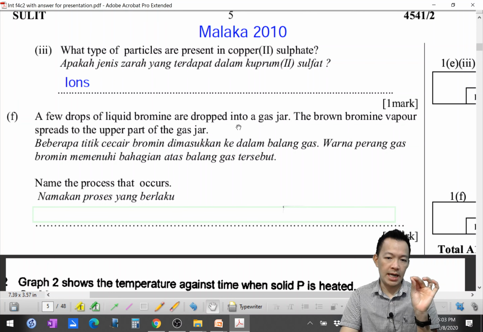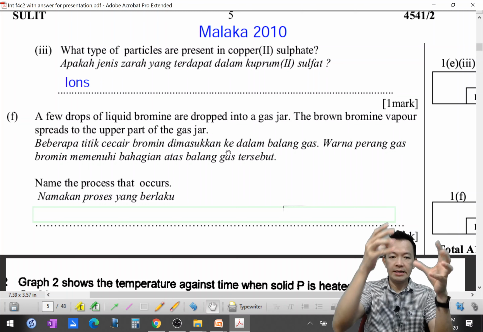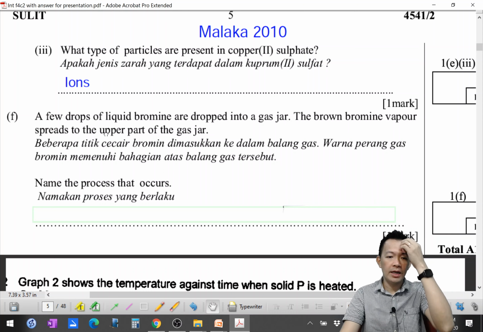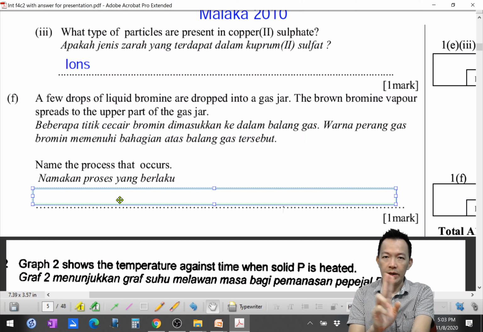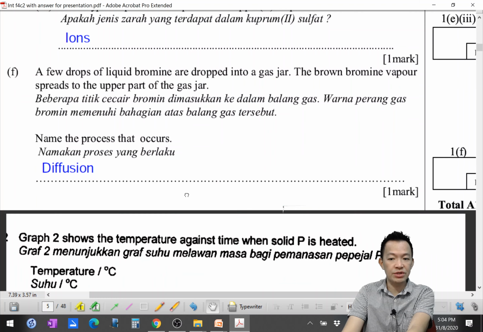A few drops of liquid bromine are dropped into the gas jar, 几滴的 bromine 掉进 gas jar 里面。The brown bromine vapor spreads to the upper part of the gas jar. Okay, bromine vapor 跑上来了。Name the process that occurs when the gas of the bromine vapor spreads into the air. The process is called what? 这个过程叫什么名字呢？Diffusion.